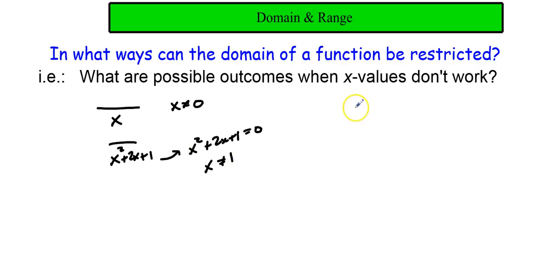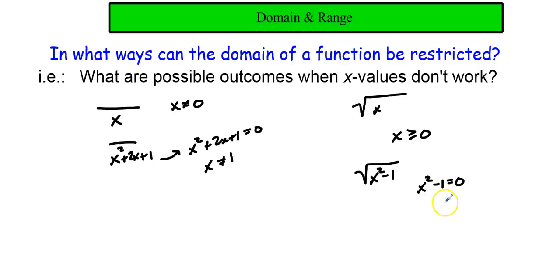Another situation that you need to look out for is variables under a square root. And in this particular case, some values do work. Those values are when whatever's under the square root is greater than or equal to 0. So anything negative in this particular case is not going to work. If you have an instance where you've got an x squared minus 1 under there, then we need to set that equal to 0.